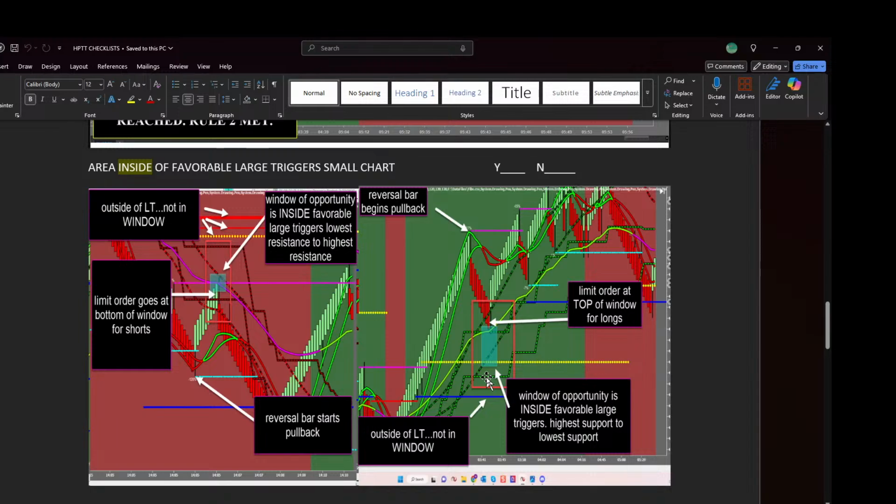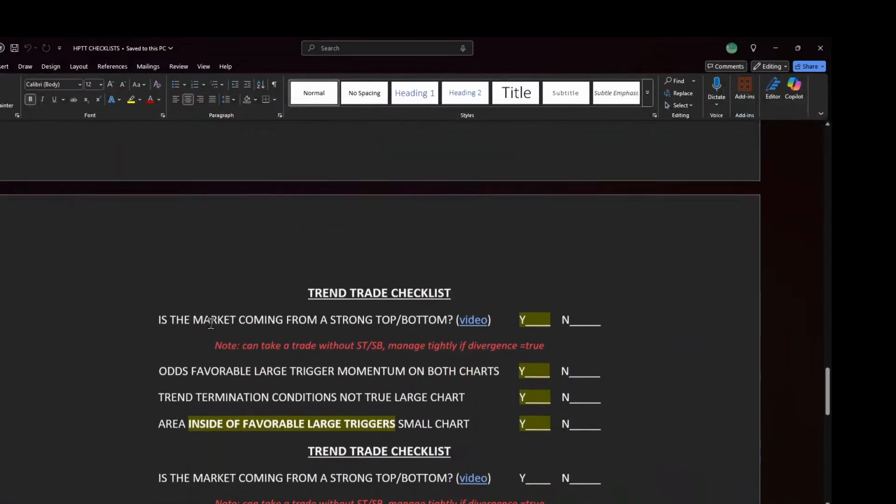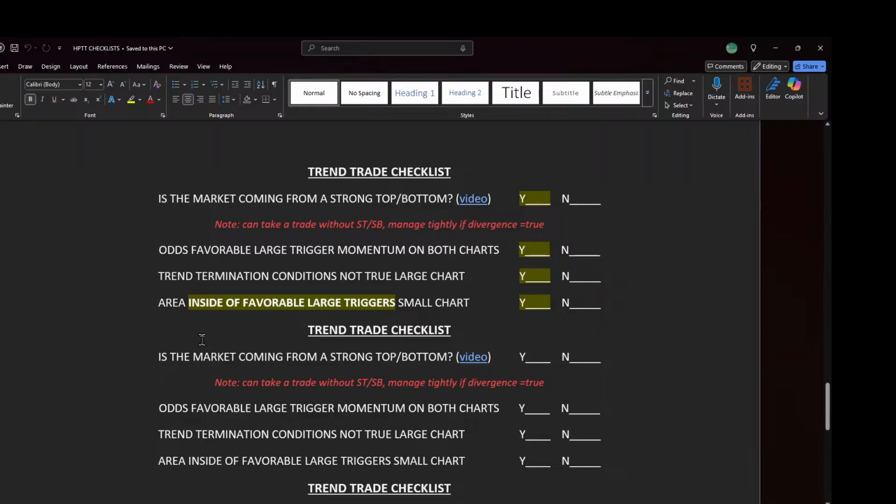And an area inside of triggers, guys, such an important phrase. This shows you how to define the entire entry from start to where the limit order goes. Practice it, get comfortable with it. And then this is the trade checklist. This is the same thing, just void of the pictures.